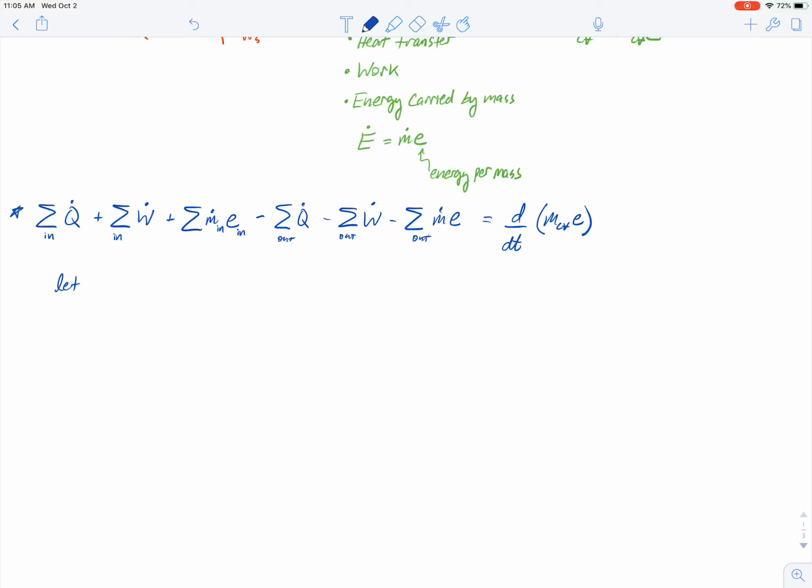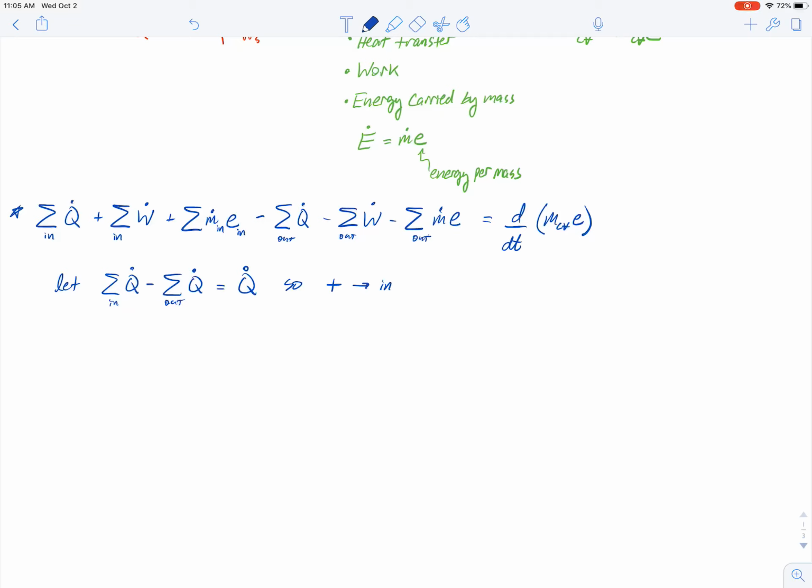We will say the sum of the rate of heat transfer in minus the sum of the rate of heat transfer out equals Q dot. So positive rate of heat transfer is coming into my control volume.